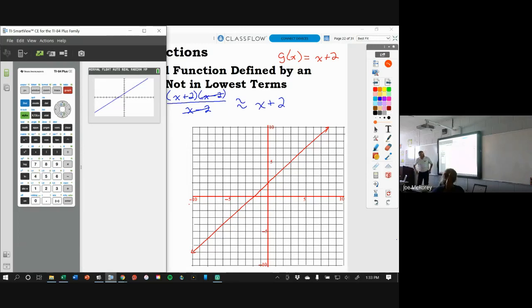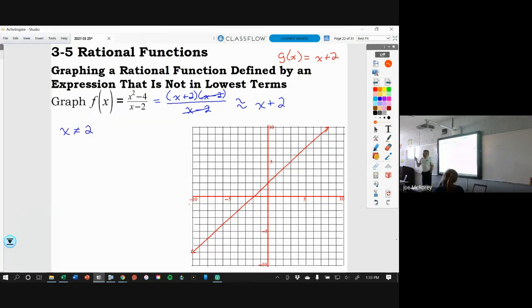Did you figure it out? Okay, do you see any difference in what I graphed versus what that is? No, that one's straight. But hold on a second. X can't be 2. X can't be 2. When x is 2, I'm in blue now, right?